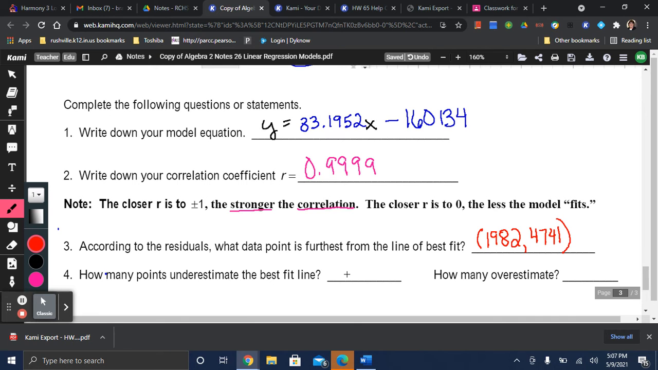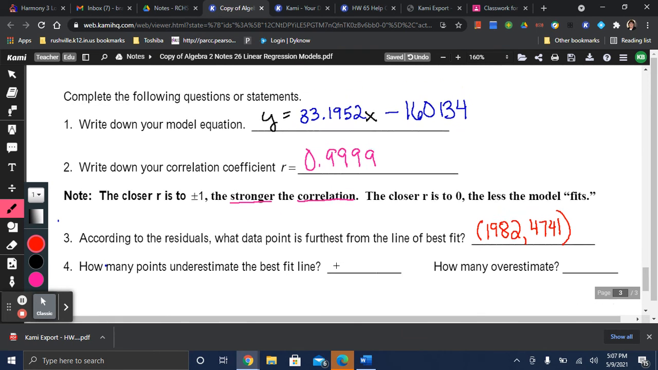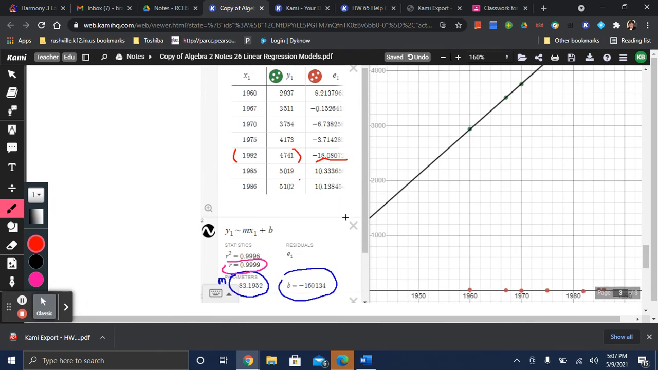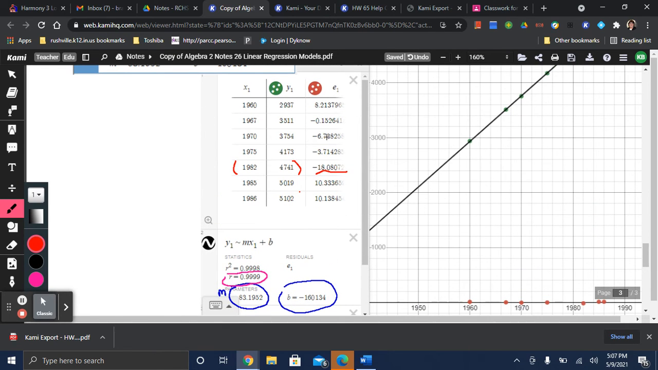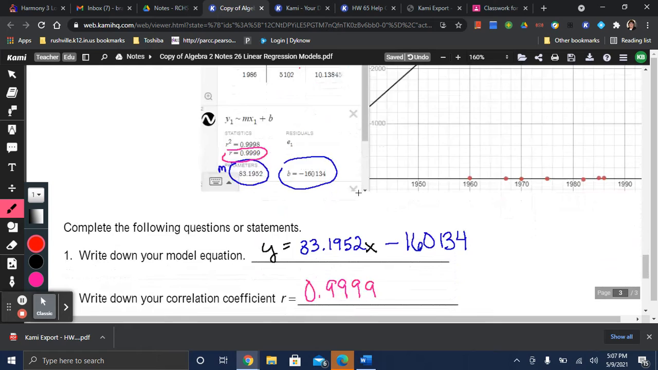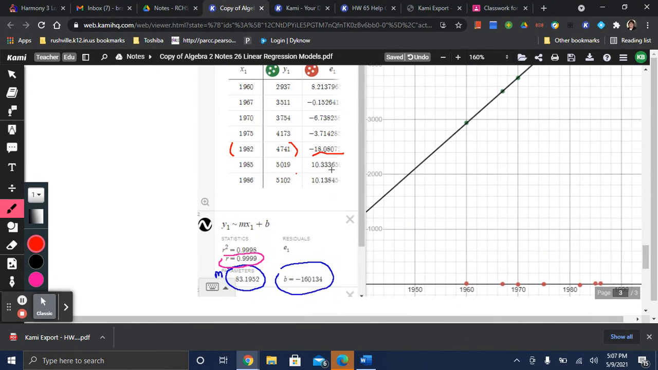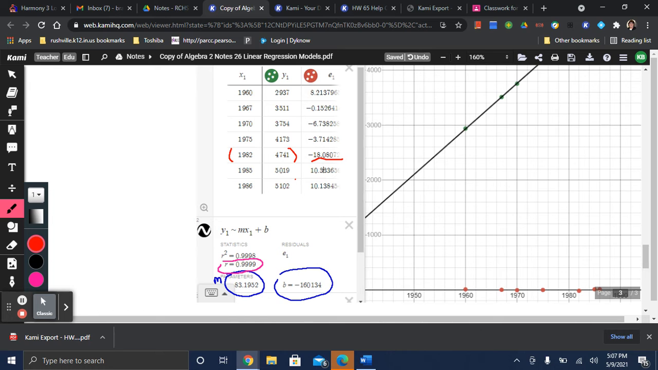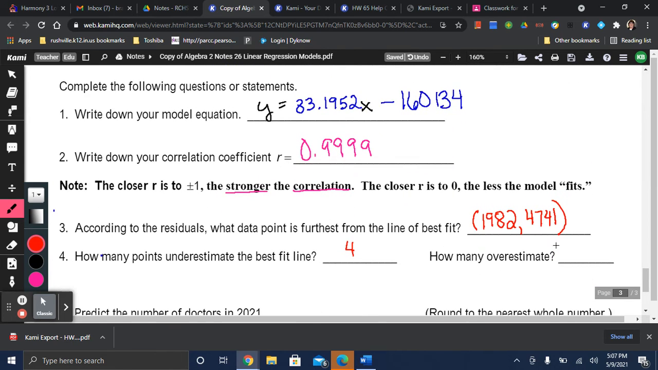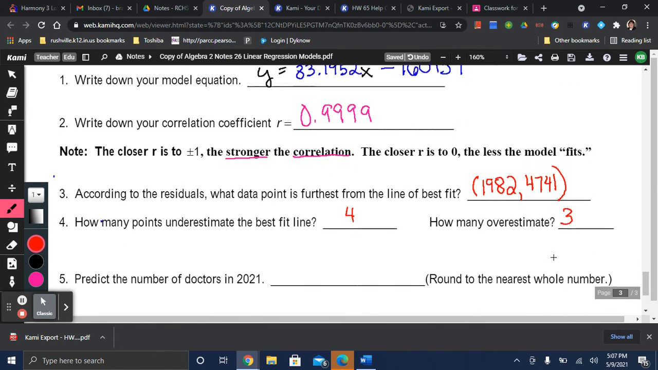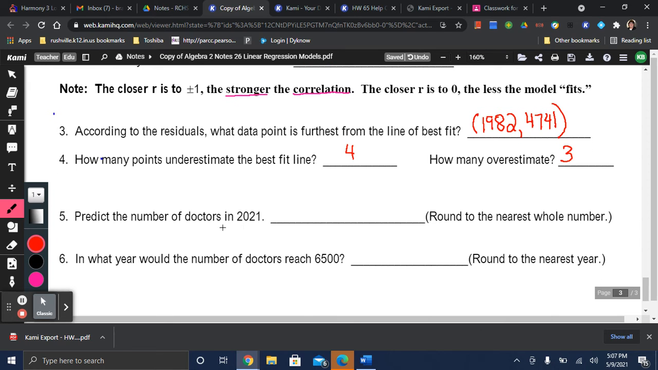So we want to write that as an ordered pair. And then how many points underestimate? So those would be the negative residuals, 1, 2, 3, 4. We have 4 that are in the negatives. And then how many overestimate? So 1, 2, 3. 3 of them are overestimates on that line. And then here's where you're going to do your algebra.